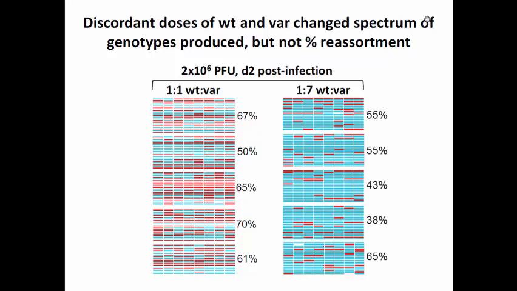Okay, we also evaluated the impact of using discordant doses of wild-type and VAR. So here we used a high dose, 1 million PFU of a total of 2 × 10⁶ PFU, and we're sampling 2 days later. So you've seen this data already, actually. When we have the 1-to-1 ratio of the 2 viruses, we see a lot of reassortment under these conditions. When we used a 1-to-7 ratio of wild-type and VAR, we saw a very different spectrum of genotypes coming out, a lot more VAR genes. However, we didn't actually have a significant reduction in reassortment levels, as you can see from the percentages shown at the right. I do, however, think that if we were to make a more extreme ratio, we would see that reduction in reassortment.